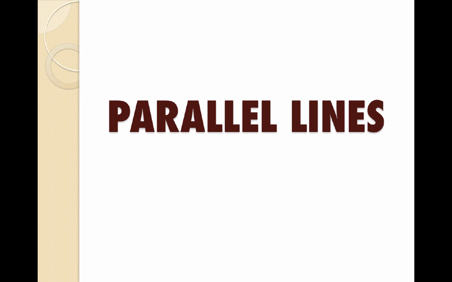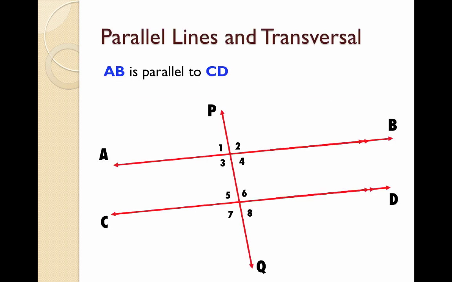So let's see what happens when they are parallel. Here I've got AB and CD and they are parallel to each other. I know they're parallel because I have the arrows on the end of them to indicate it. Parallel lines will never meet. They are always the same distance apart. In mathematics we call that equidistant.